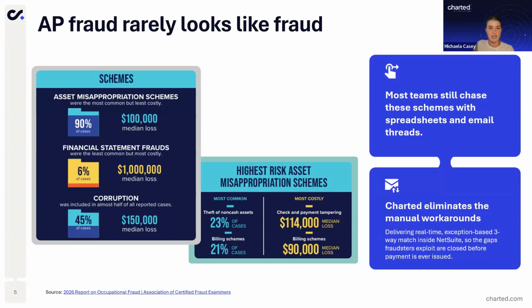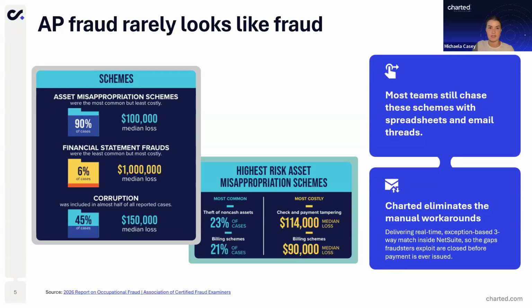So it looks like that duplicate invoice that slipped through, same vendor, same amount, invoice number might be off by one character. It looks like a vendor bank change, maybe it came in by email, sounded urgent, nobody verified the information. Maybe the purchase order was matched to a receipt for goods that never actually showed up. Every one of those looks like a normal day in AP. Nothing flashes in red, nothing feels off, and that's the point and the gap that fraudsters are looking to exploit.